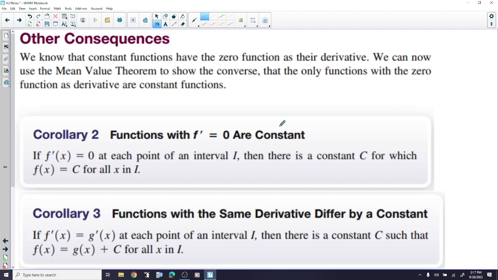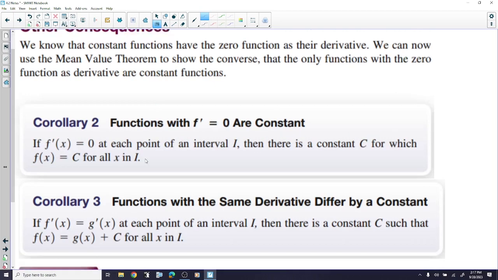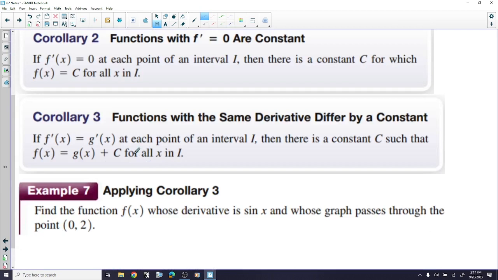Functions with f prime equals 0 are constant. If f prime equals 0 at each point of the interval, then there is a constant c for which f of x equals c for all x in I. So the derivative of a constant is 0. This says if the derivatives of f and g are equal at each point of an interval I, then there is a constant c such that f of x equals g of x plus c for all x in I.